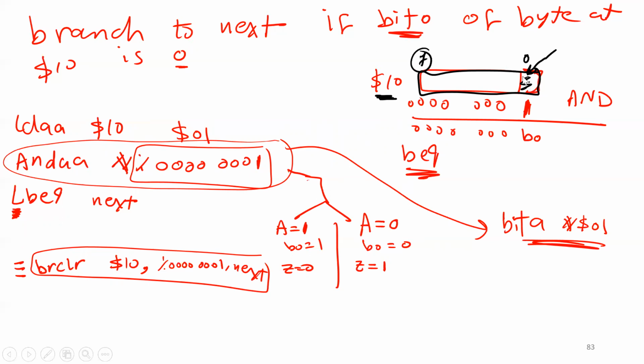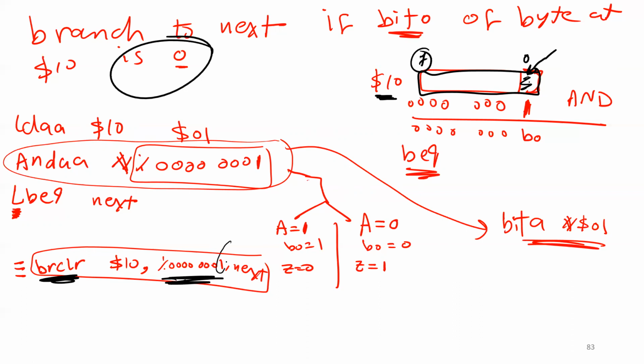So here, I want to check this bit, and I want to branch to next if this bit is 0, right? So I want to branch if it is 0. For sure, let's do the easy way, the very easy way. I can just say, as we did in the last lab, as I explained before, branch if clear, okay? And then here's the memory location number 10, and this is the mask.